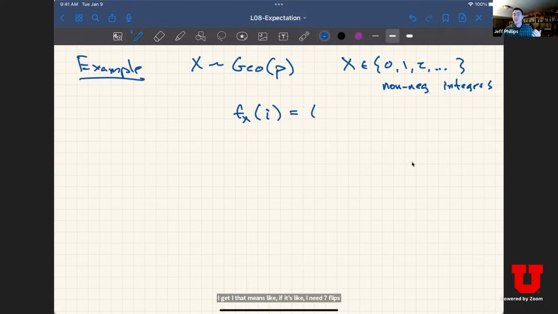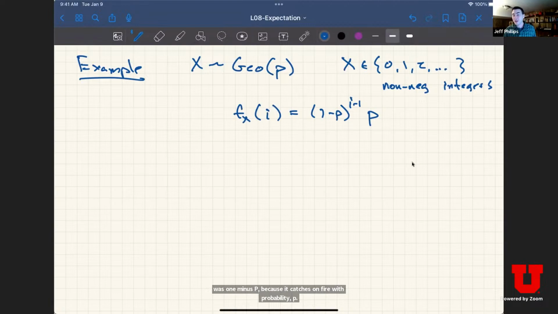Or this was the homework question about the toaster. How many times do I put a piece of toast in the toaster until the toaster catches on fire? So I'm going to have 1 minus P, meaning the probability it did not catch on fire the first several times, i minus 1 times, times P. On the ith time, it did finally catch on fire. So the first i minus 1, say 6 times, it did not catch on fire, and the probability of that each time was 1 minus P, because it catches on fire with probability P, and then on the ith time, it does catch on fire. So this is a geometric random variable.